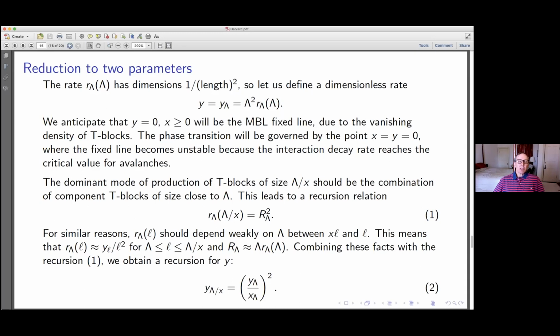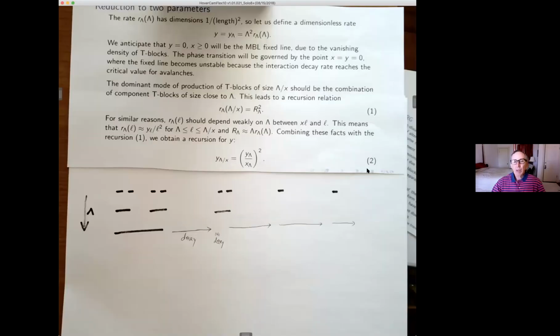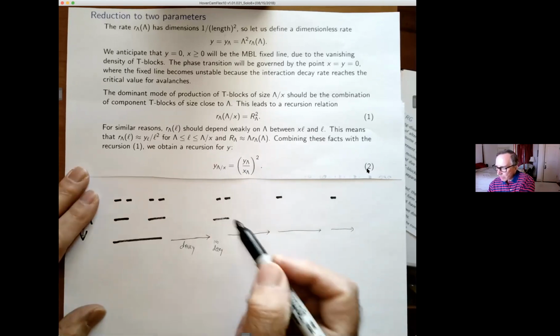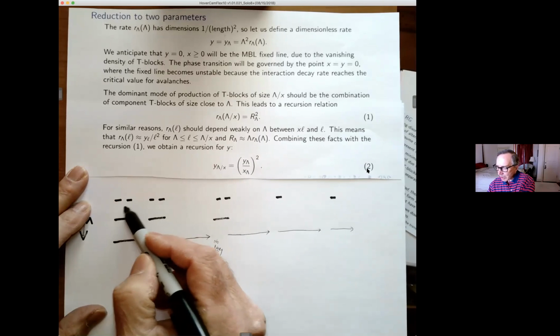All right, so now we get into trying to get an approximate understanding of the RG in terms of these parameters x and y. The key thing to recognize is that the dominant mode of production of T blocks of size lambda over x should be the combination of component T blocks of size close to lambda. Here, let me do the same thing and go to the blackboard, if you will. So here we have, remember we had this combination of T blocks like this.